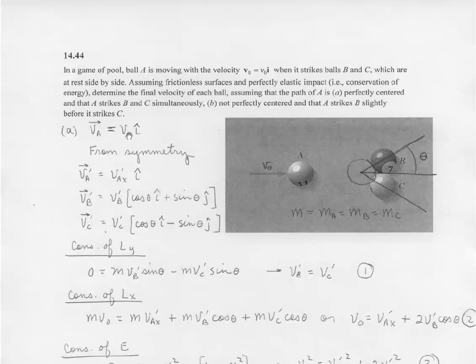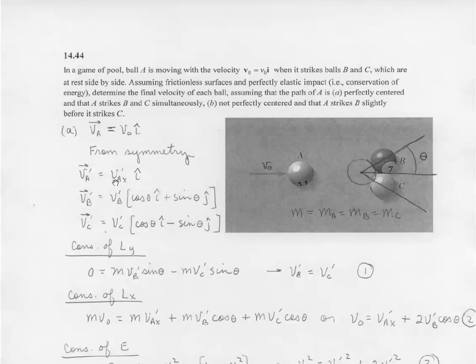So the velocity of A is equal to V naught times i. From the symmetry of the situation, we can see that B has got to go off in this direction right here. C has got to go off in this direction. The impulse that's applied to B and C would be identical. So that means the impulse that's applied back to A would be identical. And that means that A would have no change in its momentum in the Y direction. So it's only going to get a change in the X. So we're going to talk about VA prime then.